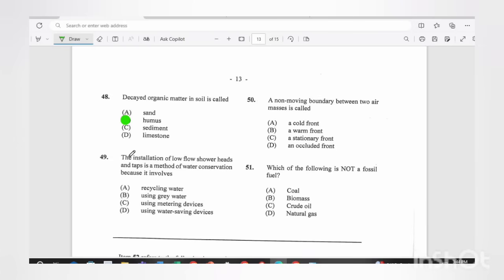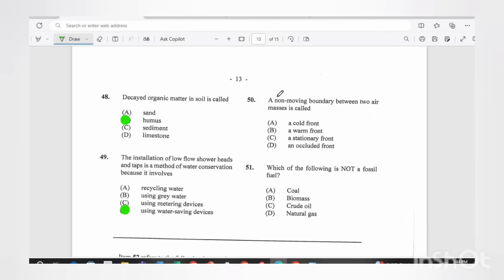Humus. 49. The installation of low-flow showerheads and taps is a method of water conservation because it involves A. recycling water, B. using grey water, C. using metered devices, or D. using water-saving devices. And if you answer D, using water-saving devices, you are correct.